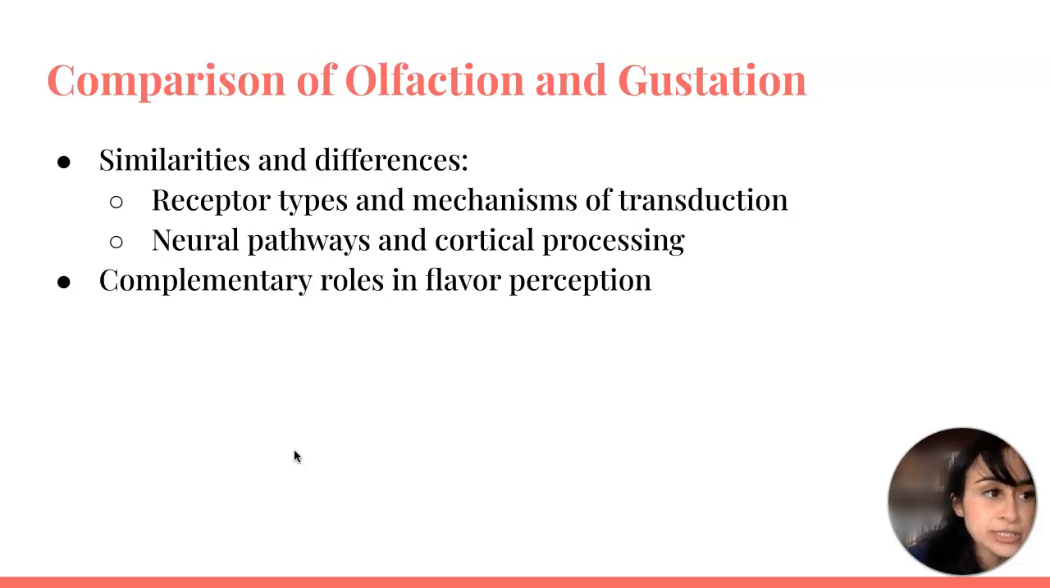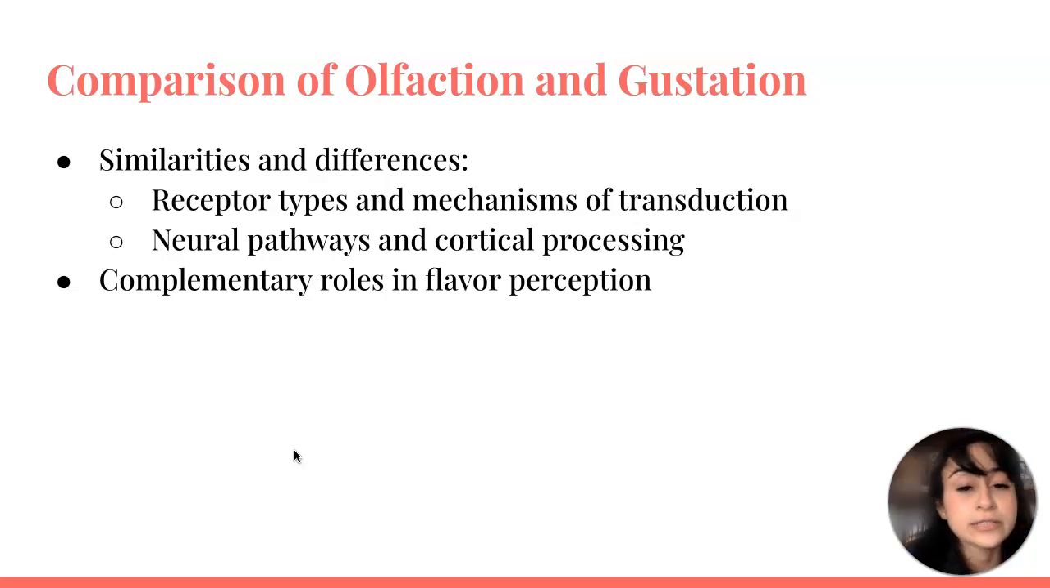In terms of signal transduction, both olfactory and gustatory receptor cells use specific receptor proteins to detect and bind to their respective chemical stimuli. They both involve GPCRs, or G protein coupled receptors, in their signal transduction pathways through different types and specificities. Then both olfactory and gustatory information is transmitted via cranial nerves to the brainstem for an initial processing of whether it be smell or taste.